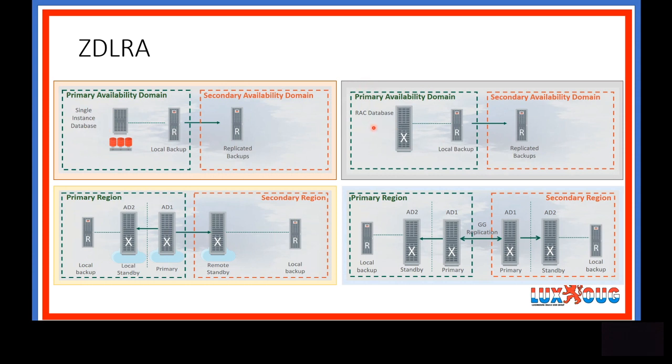The silver means that you have a rack, which can be Exadata or whatever. You have a local backup. This backup is replicated to another site. You can have the gold, where you have a Data Guard with another site, and both sites have the local backup. And you have the platinum, where you have Data Guard in both sites, and these have backups. So it's integrated with MAA.